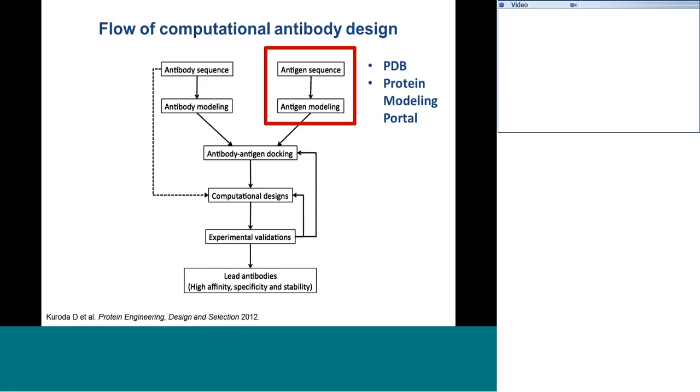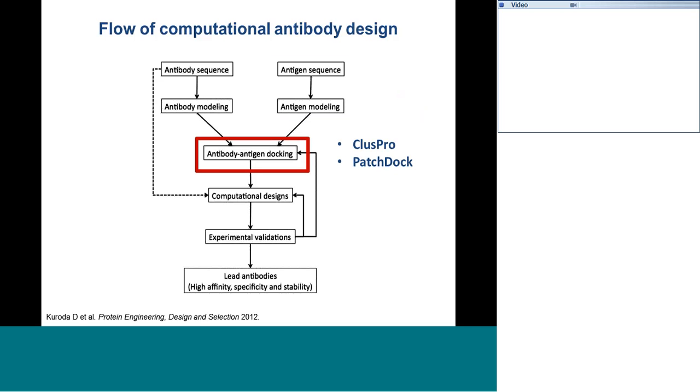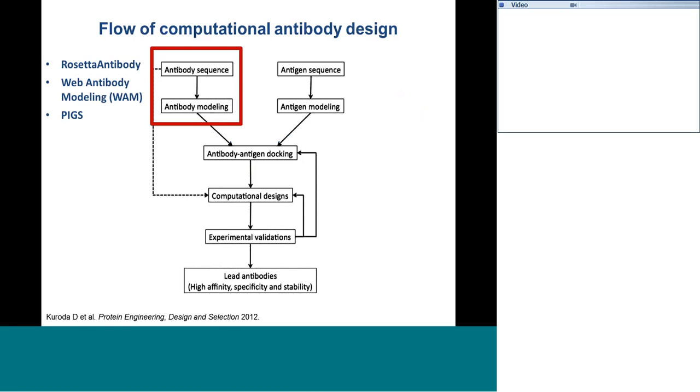So, when you have a sequence and you need a structure, you can use a structure of a protein either from PDB, or you can look at the protein modeling profile that we already discussed. For the docking, there are two servers which I will show you and recommend using, ClusPro and SnugDock. I will show you how they work. So, this part is covered.